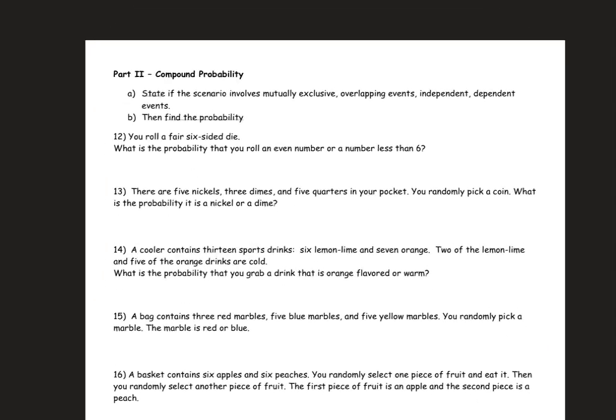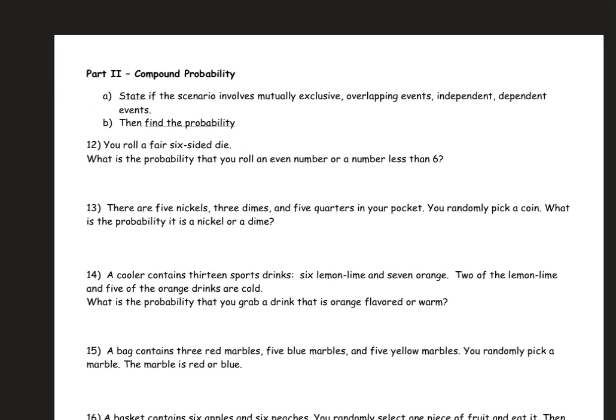Okay, next page, compound probability. You're going to state if the scenario involves mutually exclusive, overlapping, independent, or dependent events, and then you're going to find the probability. So for number 12, you roll a fair 6-sided die. What is the probability that you roll an even number or a number less than 6?